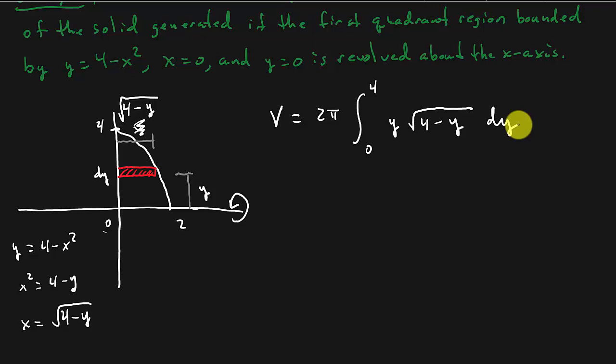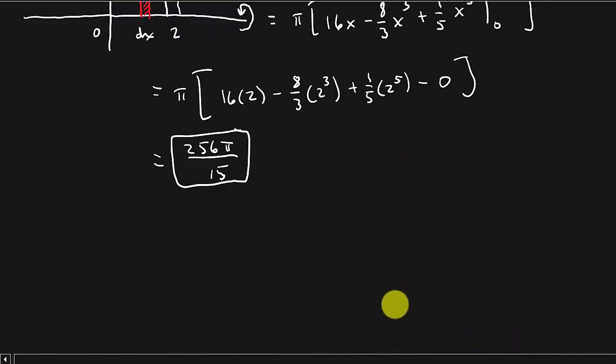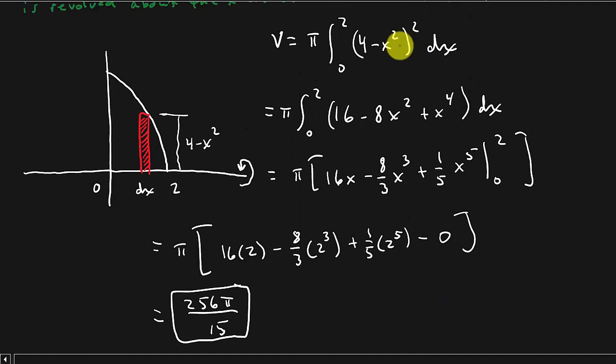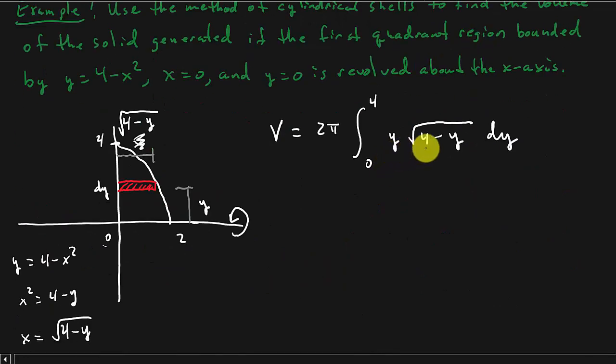Do you see, I mean, we're going to get the same answer, but do you see how much more difficult this is to integrate than it was to integrate this? Yeah, I mean, we had to fold that out and do all of that. But look at this. We got y, we got square root of 4 minus y. We're going to have to use u substitution. Let's go ahead and integrate it. I don't know if you've integrated something like this yet, but I'll show you how to do it.